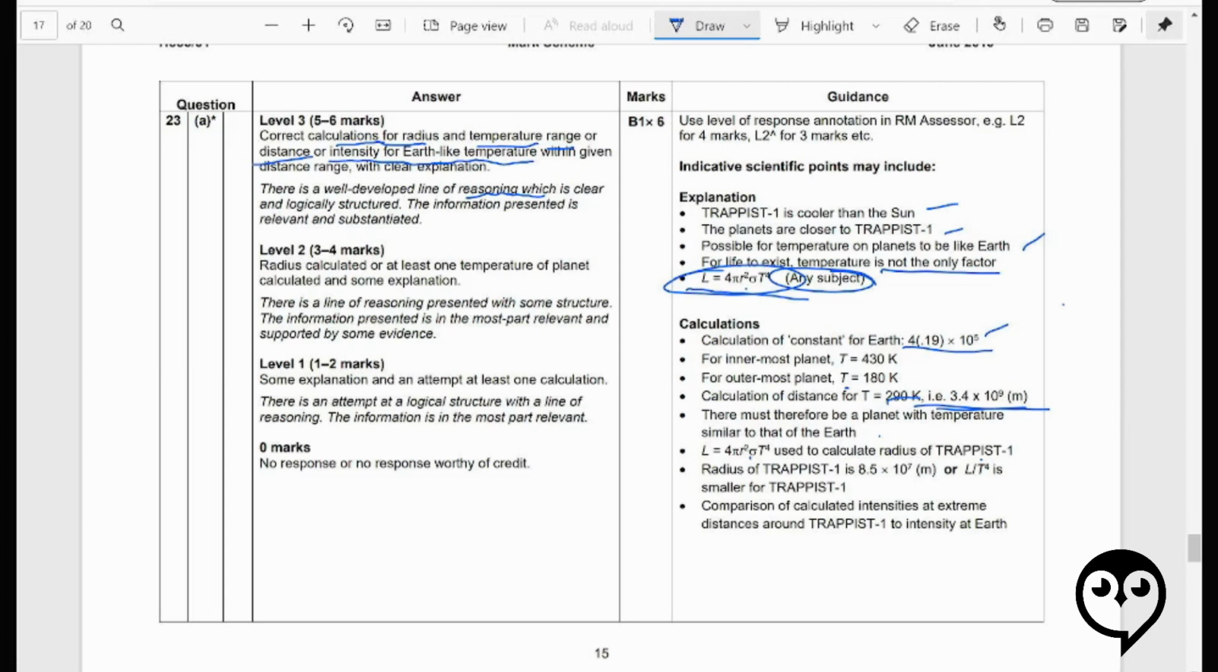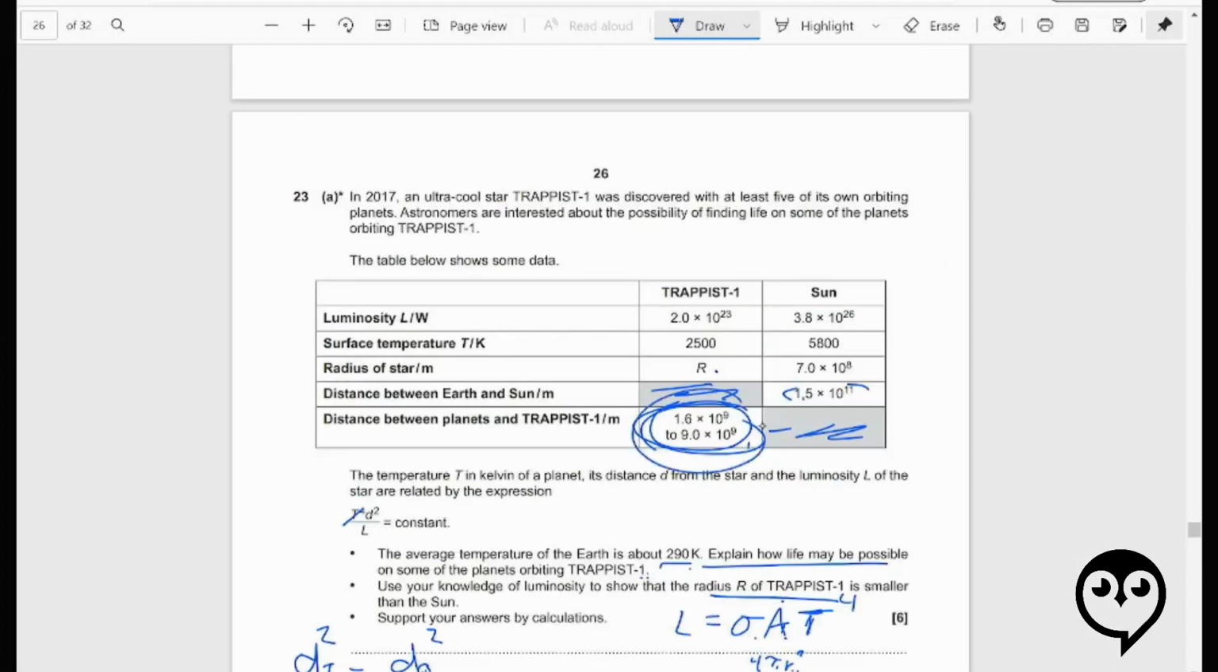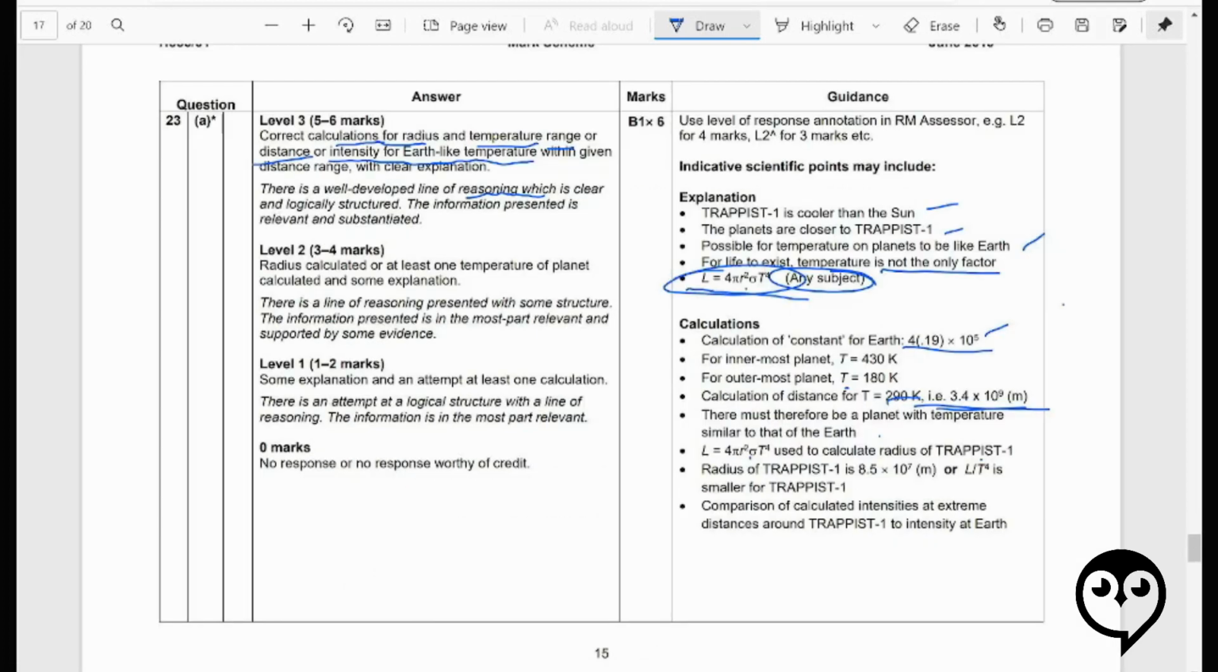You could have put these 2 different distances into the equation and found out the respective temperatures. Okay, and we could say, hey, we're between 180 and 430 Kelvin. We would need something somewhere in between. This is the furthest planet that we know of that's there. Too hot, the closest one too cold. Is there a planet somewhere in between you could talk about? Goldilocks zone kind of thing. There must be a planet with temperature similar to Earth, yeah. So, if there's something in between, okay, but who knows?